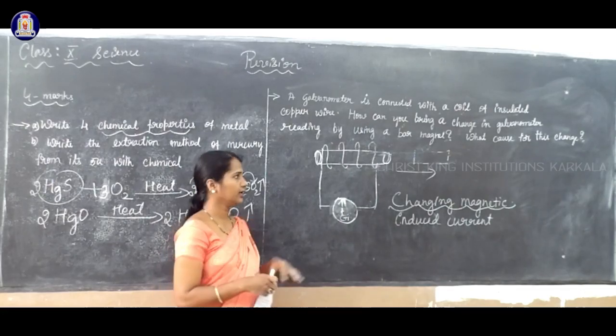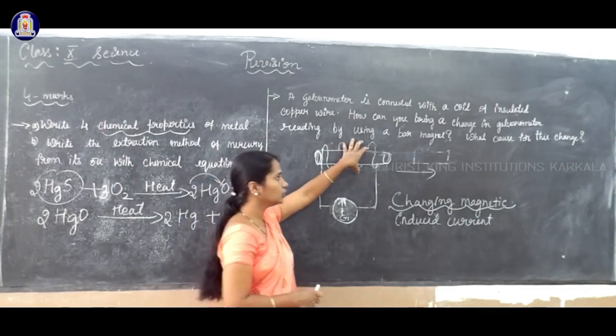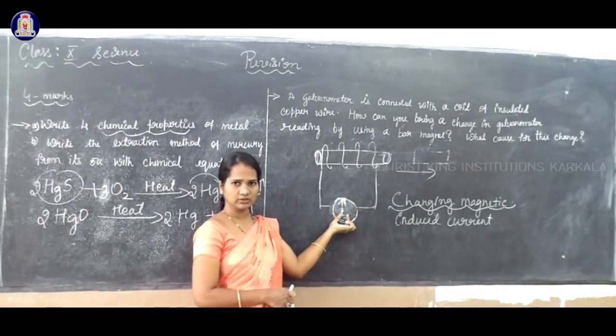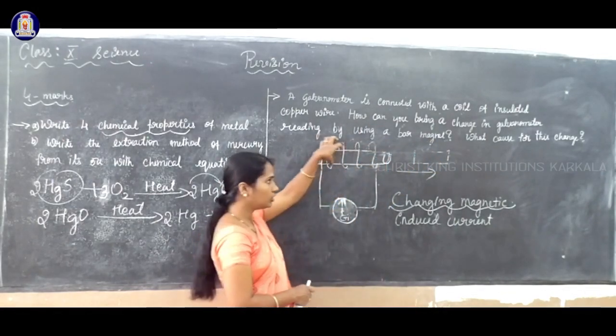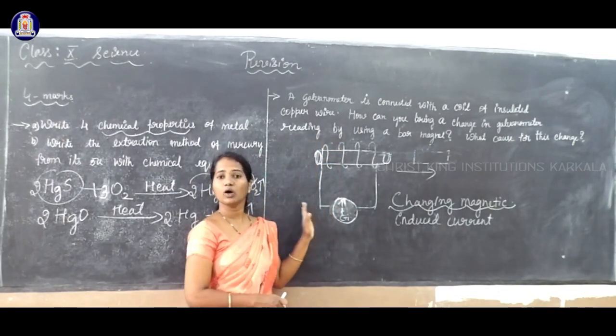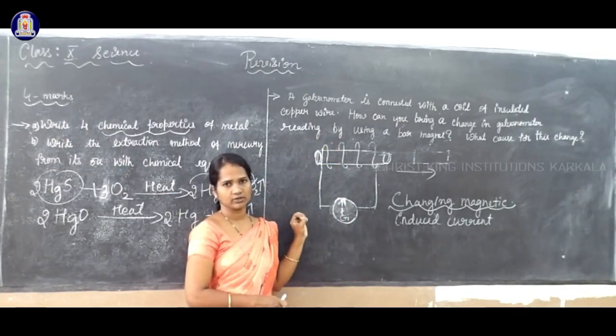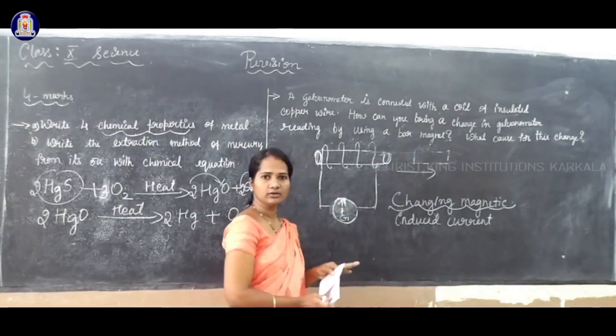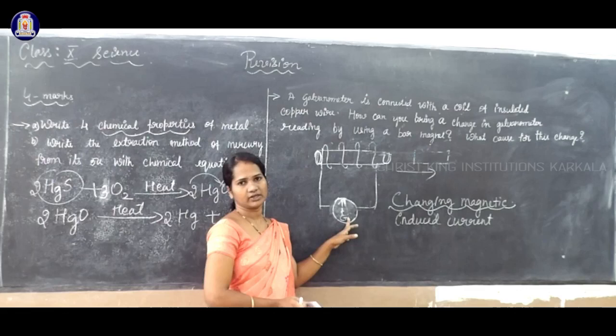Third one you can write. When the coil is moved inside the magnet, the needle shows deflection. When the coil is pulled out from the magnet, the needle shows deflection in the opposite direction. When the magnet and coil both are moved, the needle shows deflection.